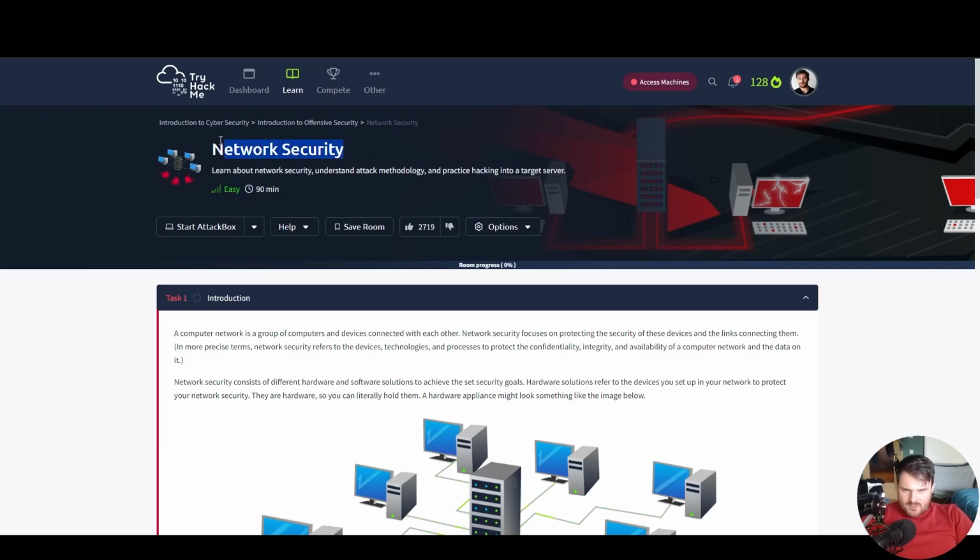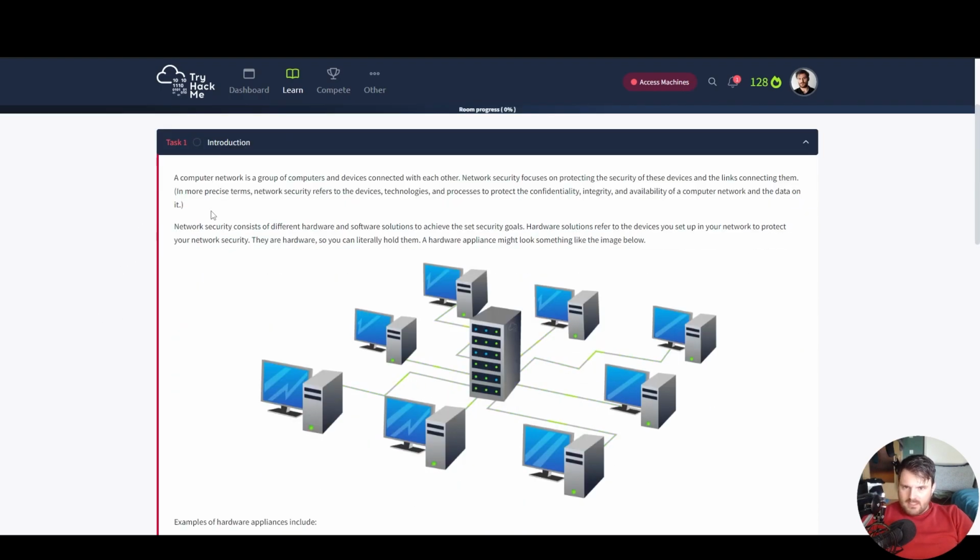Today we start network security, which is a new module inside the Introduction to Offensive Security, which is inside the Introduction to Cybersecurity path. A computer network is a group of computers and devices connected with each other. Network security focuses on protecting the security of these devices and the links connecting them.